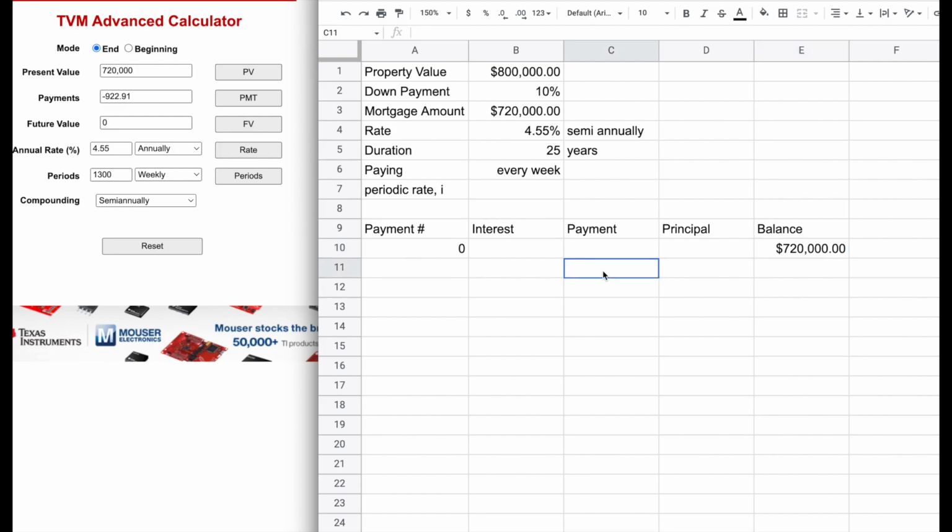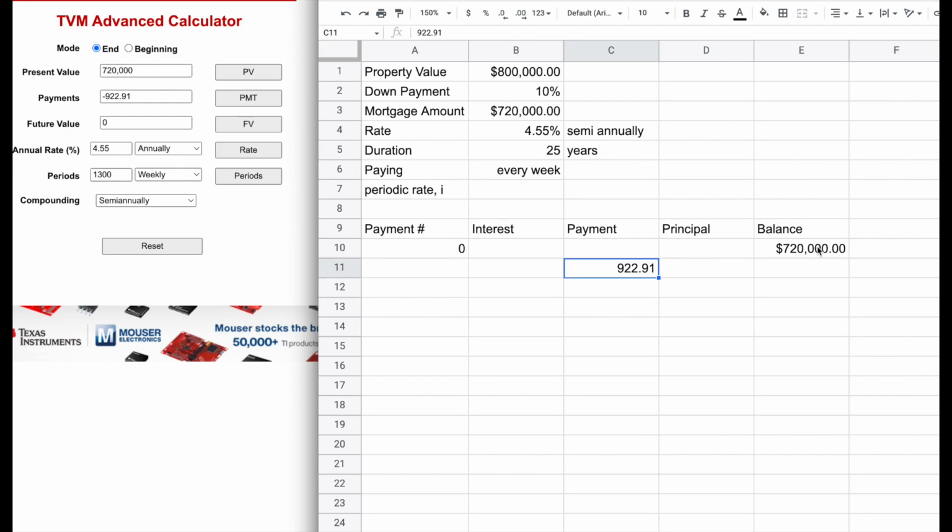So the payment, I'm just going to write this down, $922.91. This is not going to change through the duration of the mortgage. It's always going to be the same. I don't want to type 922 every single time, so I'm going to use the fill down command in a minute, but I'm just going to write that in here, so that is where it's going to stay.